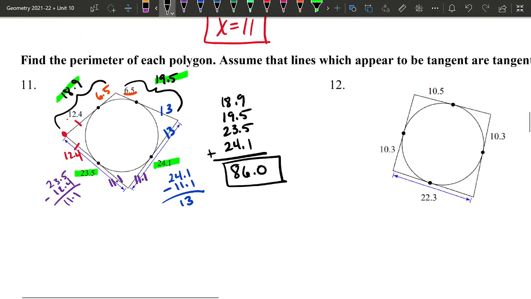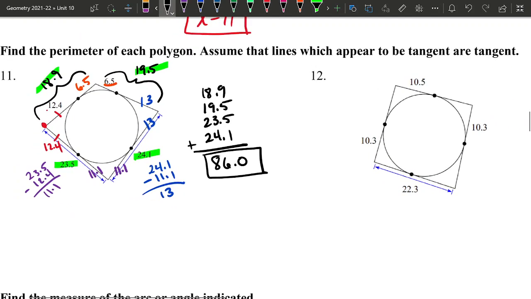And we're going to do the same thing for number 12. You just have to find a place to start and start working your way around the circle. I'm going to start with this 10.3. That means this side is also 10.3. And then I can do 22.3 minus 10.3 is 12. So that makes 12 and 12.